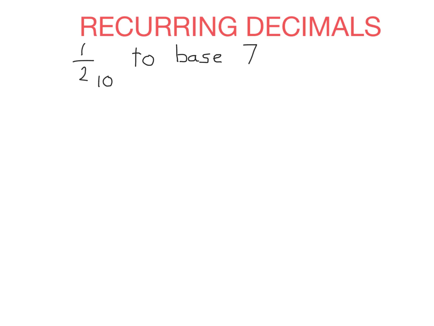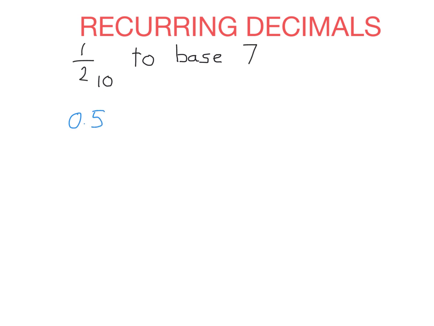Thank you so much for tuning into this video in which we will write numbers in base 10 as recurring decimals in different bases. So let's start off with a half in base 10. We're going to convert that to base 7. Now a half, of course, is just 0.5. So we're going to start by converting it to a decimal.